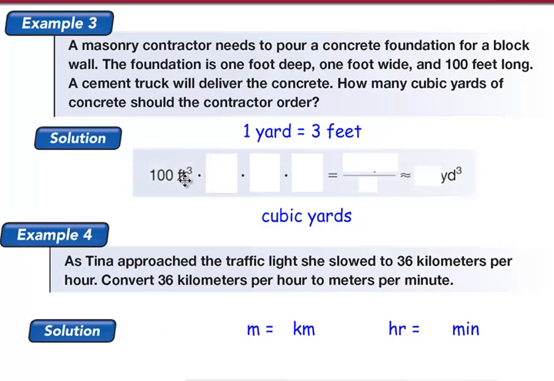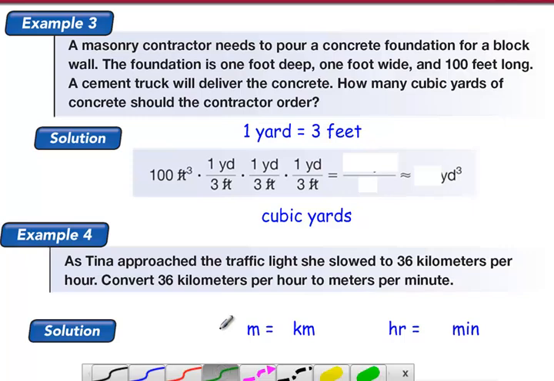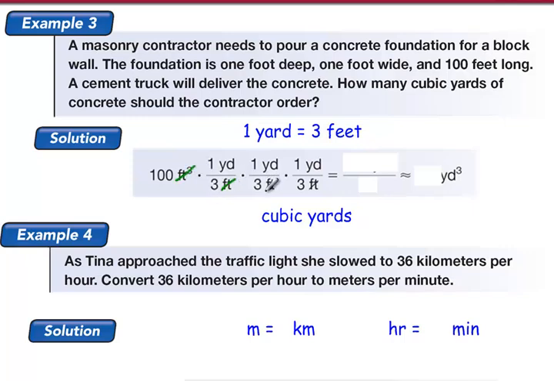We know that the feet will have to be on the bottom and the yards are on the top. We have to do it 3 times. 1 yard by 3 feet, 1 yard by 3 feet, and 1 yard by 3 feet. If you remember, the feet will cancel out. We know that 100 times 1 times 1 times 1 is 100. 3 times 3 is 9. 9 times 3 is 27. We know that 27 goes into 100 about 3.7 times, so this is going to be approximately 4 cubic yards.